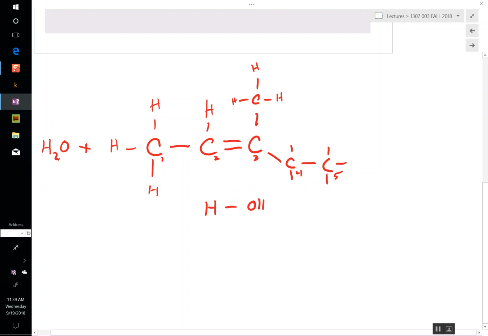So this hydrogen is going to go on that carbon. There is 1 hydrogen there. That is 1 more than what's on the next carbon. So the major product is going to be this.